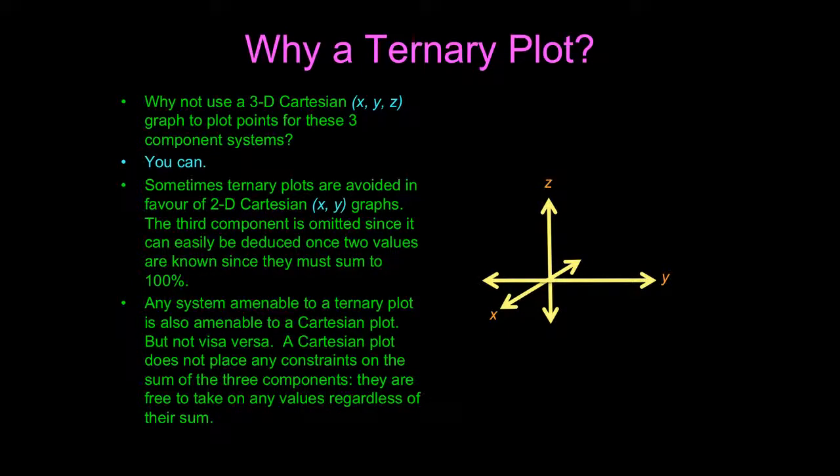And in fact, any system amenable to a ternary plot is also amenable to a Cartesian plot, but not vice versa. A Cartesian plot does not place any constraints on the sum of the three components. They don't have to add up to 100%, so they are free to take on any values regardless of their sum.